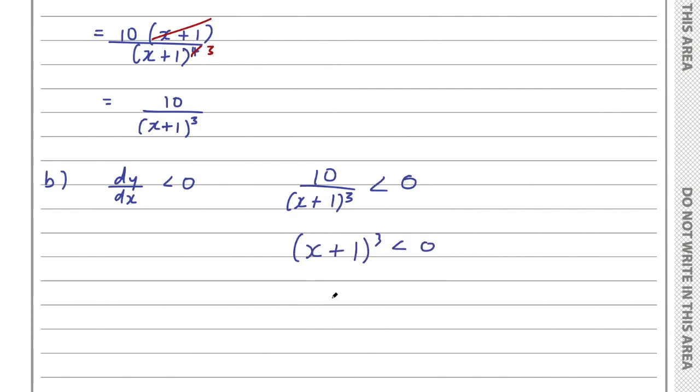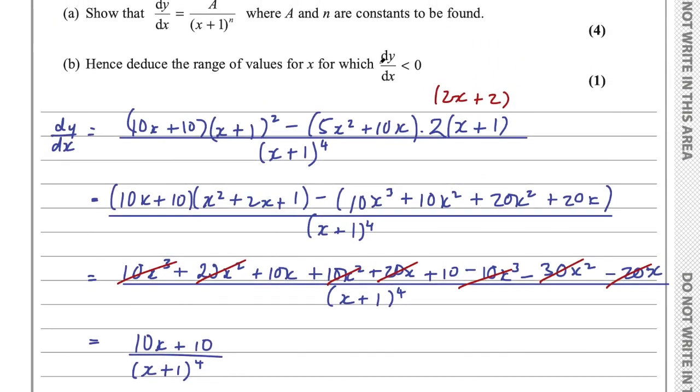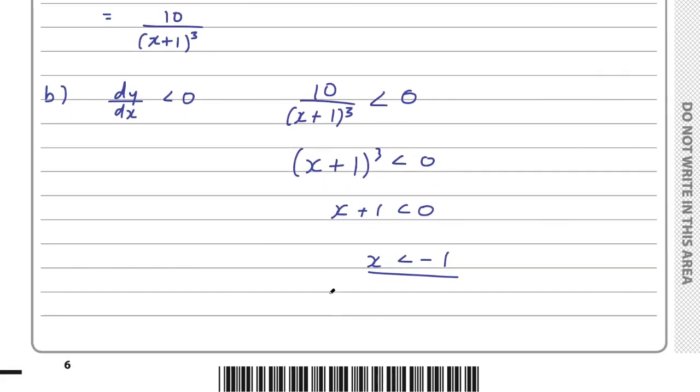And how would this be less than 0? Well, the expression in the brackets would have to be less than 0. A negative number cubed is still a negative. So if x plus 1 is less than 0, then x is less than negative 1. So to answer the question, the range of values for x is x less than negative 1.